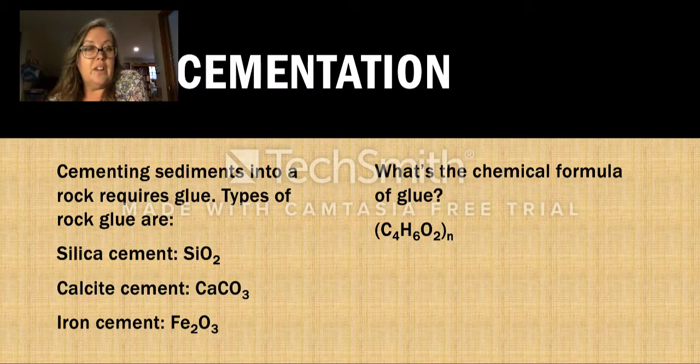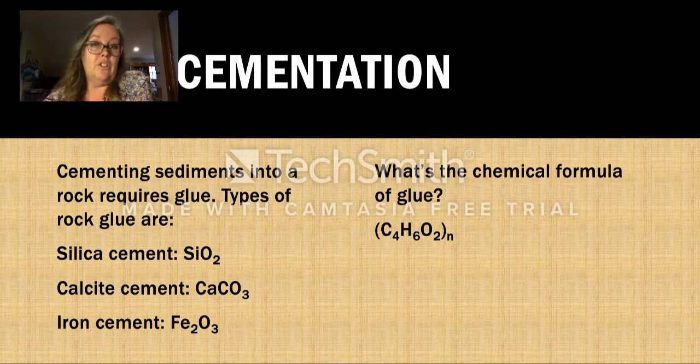And then the last one is iron cement, and that is two iron atoms, Fe being the chemical symbol for iron, with three oxygens. So that's iron oxide, Fe2O3, and that is better known in a slightly different form, but still using iron and oxygen, as rust. And so that will turn rocks red. And a little goes a really long way. If you've ever seen any red rocks, now you can say that you know something about how they're cemented. They're cemented with iron oxide.